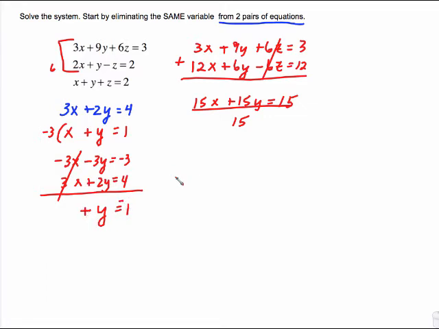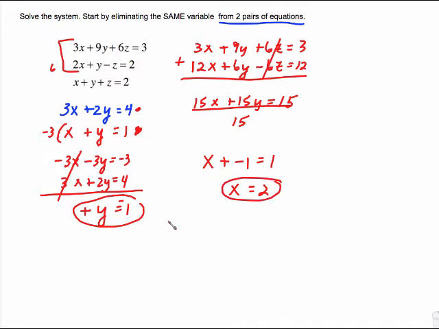Now, we chose to eliminate z mainly because these two right off the bat were opposites. You can get rid of whatever variable you want to start with, but you've got to get rid of the same variable twice. Now that I know that y is negative 1, I can plug it into this equation or this equation, whatever one seems easier. Well, this one right here seems easier. So this is x plus y, which is negative 1, equals 1. Add 1 to both sides, gives me x equals 2.